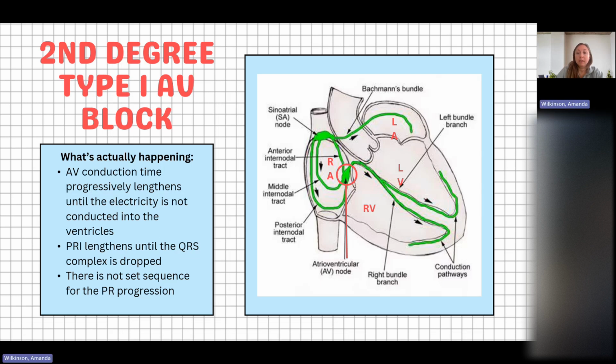So this is our second degree type 1 AV block. We also call it a Wenckebach block. Here, the AV node gets increasingly sluggish. So each time it tries to conduct, it takes a little longer until it eventually fails to send a signal to the ventricles completely. So on an ECG, the PR interval gradually lengthens and then a QRS gets dropped. After that, the cycle will just reset itself. There's no set pattern for how much the PR interval increases. It varies, but the key is the progressive lengthening before that drop.